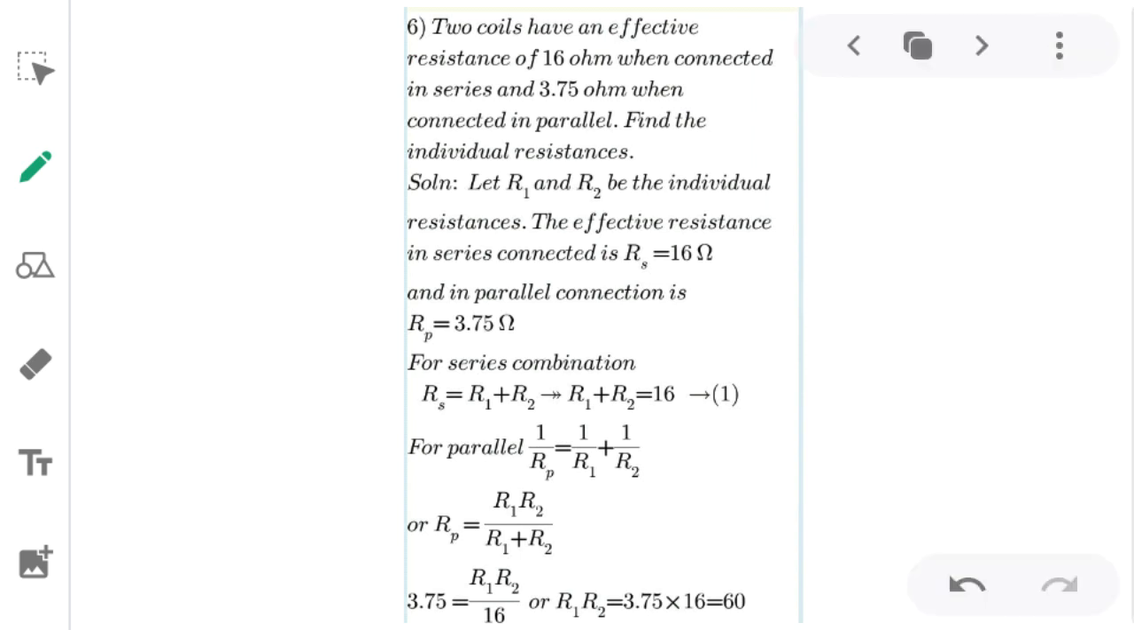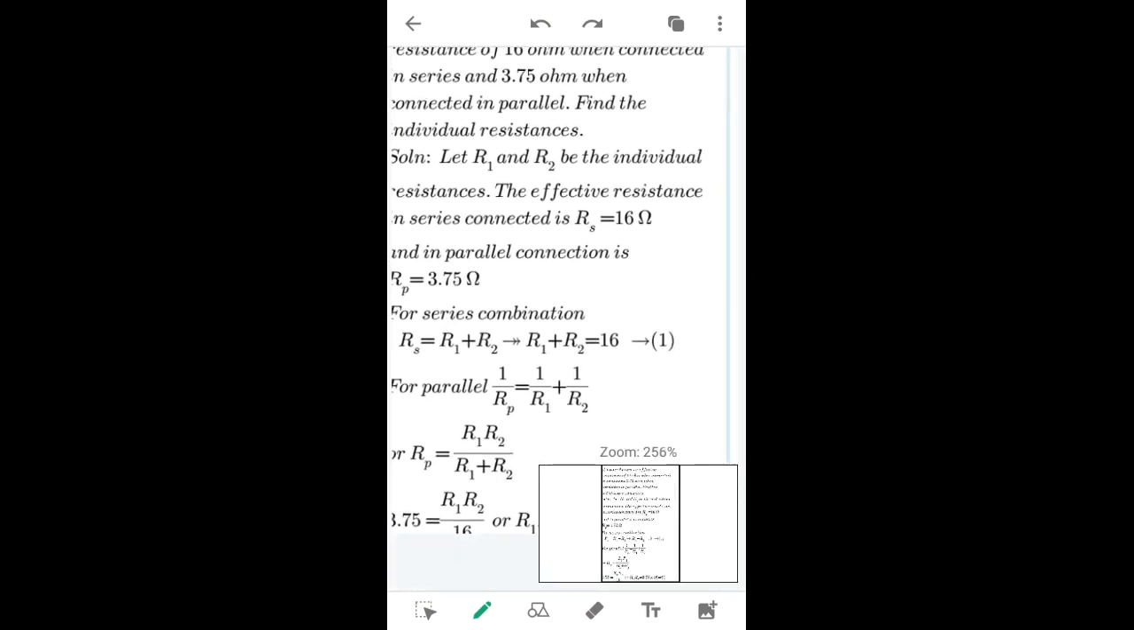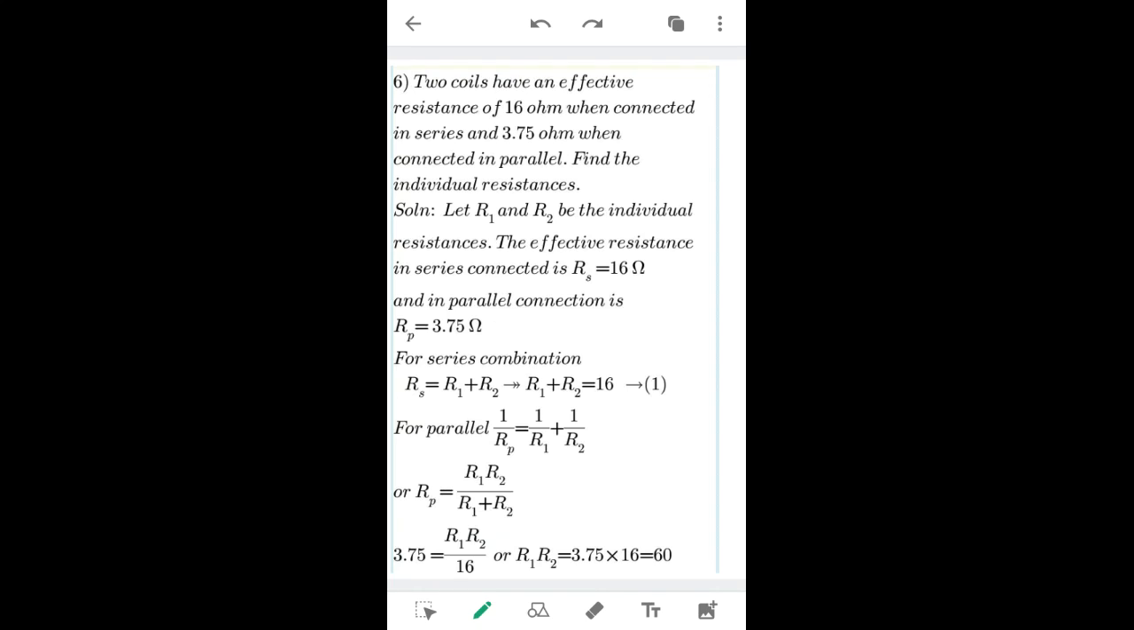So let us start with the sixth problem. Two coils have an effective resistance of 16 ohm when connected in series and 3.75 ohm when connected in parallel. Find the individual resistances.